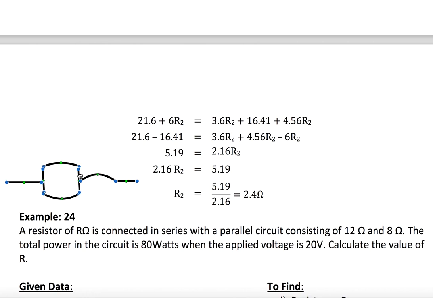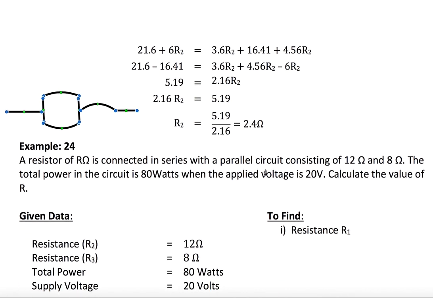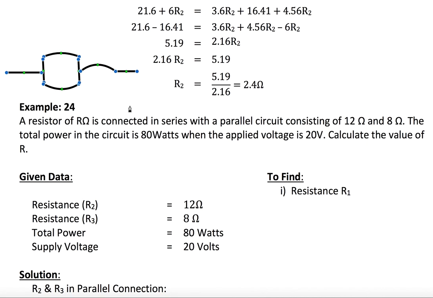Okay, let's move it up to here. A resistor of R ohm is connected in series with a parallel circuit consisting of 12 ohm and 8 ohm. This is 12. Okay. Next one is 8. Here you need to place a resistor symbol anyway. That you have to do. Okay, due to time constraint, I am not doing it. R is connected in series with this parallel circuit. The total power in the circuit is 80 watt when the applied voltage is 20 volts. Calculate the value of R.